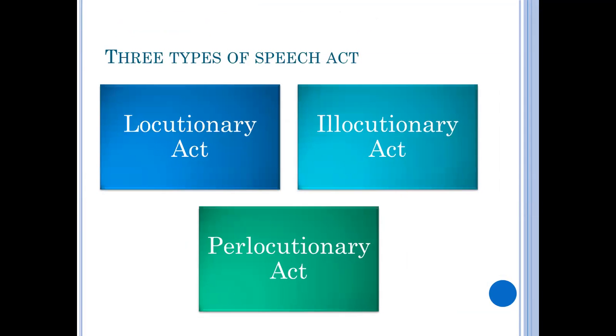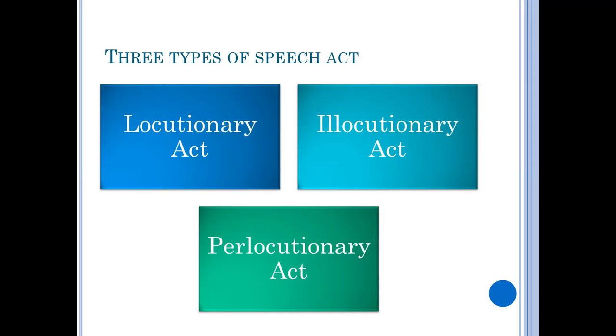Also, Garen Husar explained these three types of speech act through a statement analysis. He has given his example. John and Laura have a conversation. So let's take a look at John and Laura's conversation.